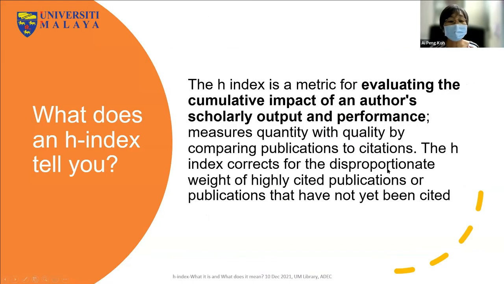Now, what does the H-Index tell you? The H-Index is a metric for evaluating the cumulative impact of an author's scholarly output and performance, which means it measures the quantity and the quality. If you publish a lot but have no citations, so what? If you produce a lot of products but have no sales figures, is it good or not? So we try to measure quantity versus quality, or productivity versus quality. The H-Index corrects for the disproportionate weight of highly cited publications or publications that have not yet been cited. It gives you a focused snapshot of roughly how many papers are highly cited or have been cited that number of times. So this is the H-Index.